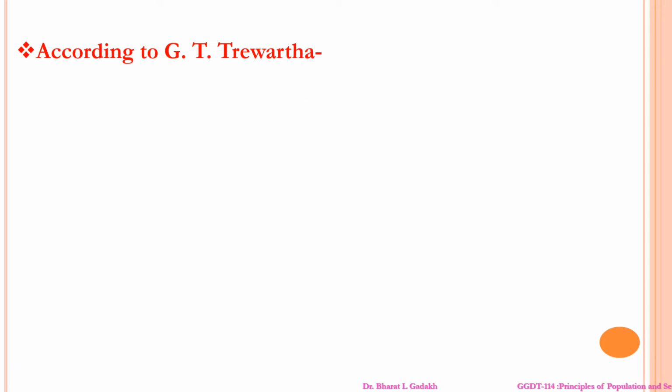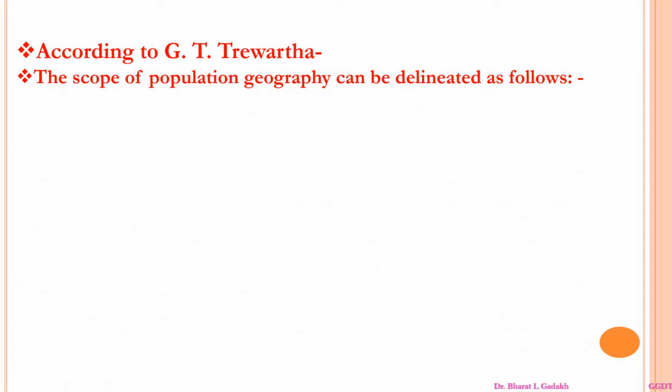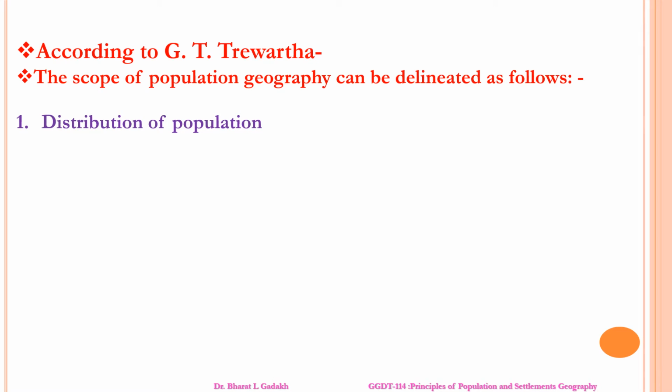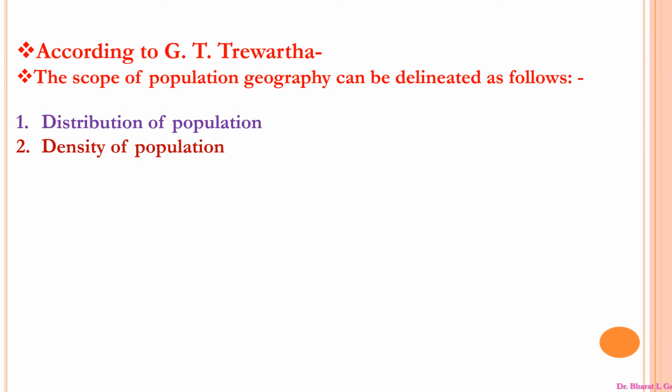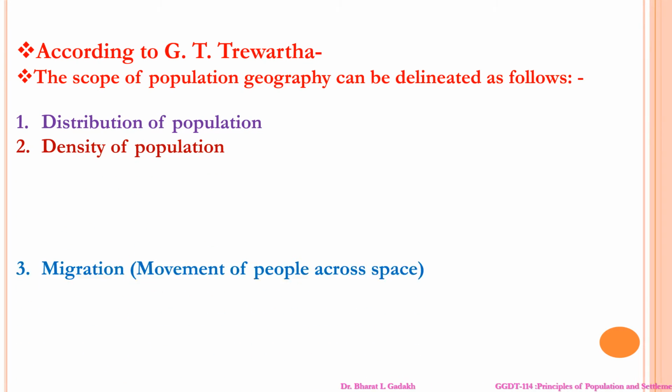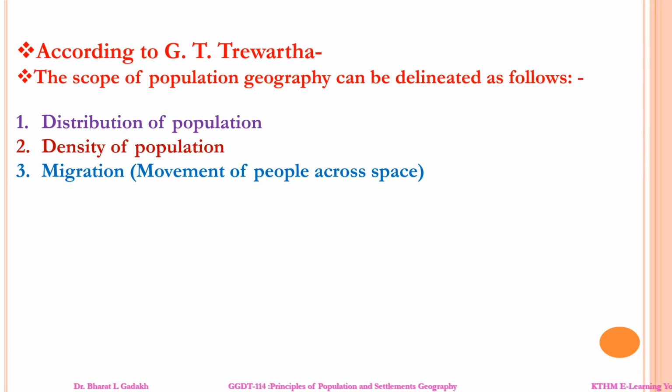According to G. T. Trewartha, the scope of population geography can be delineated as the following points. The first one is the distribution of population. Second is the density of population. Third is migration. Migration means movement from place to place across space.